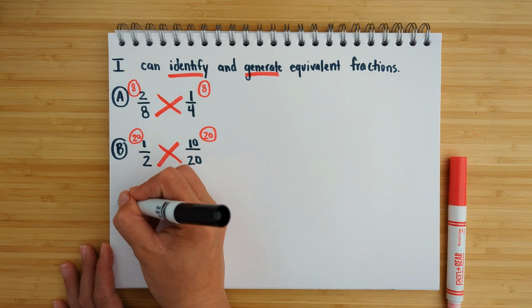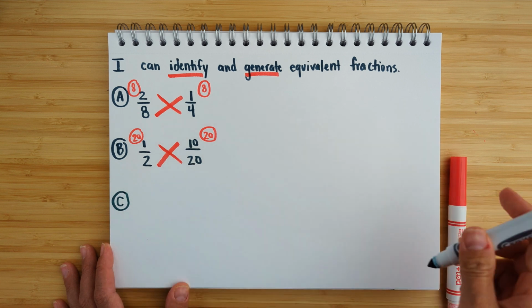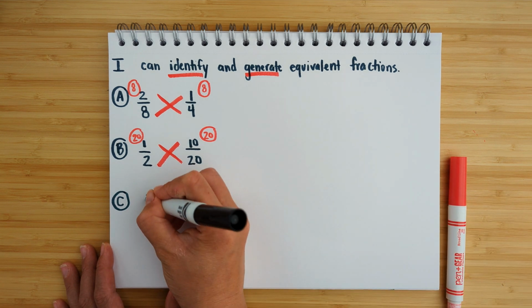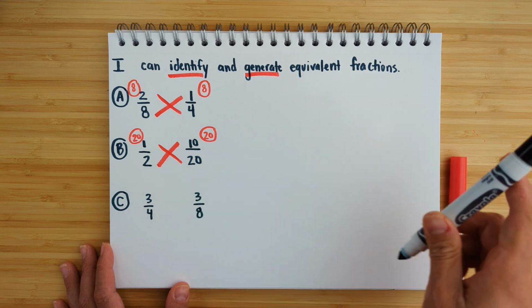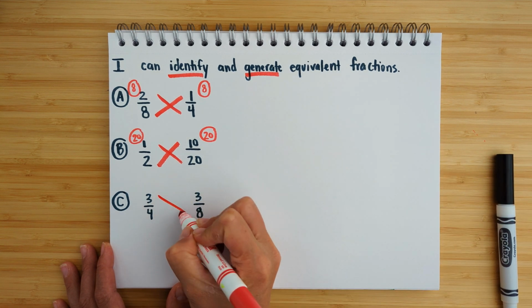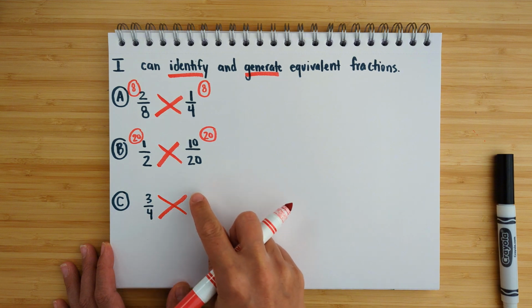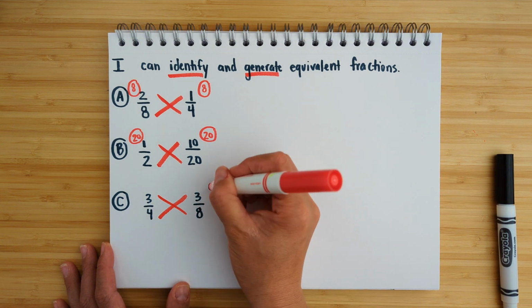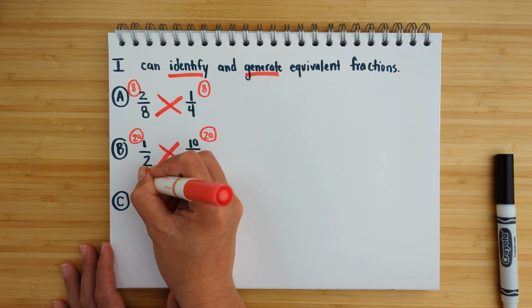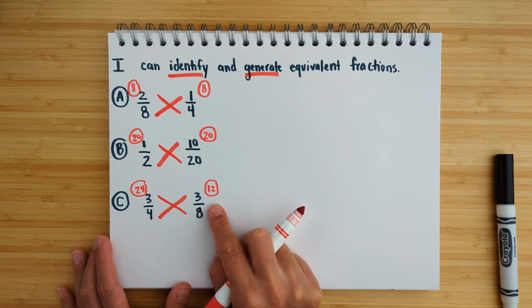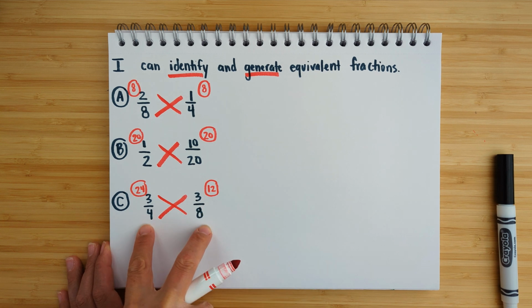Let's try one last one. Let's say we have 3/4 and 3/8. Again, draw your X just to help you kind of figure out what numbers you're multiplying. 4 times 3 is 12. 8 times 3 is 24. Now these numbers are not the same, so the fractions are not equivalent.